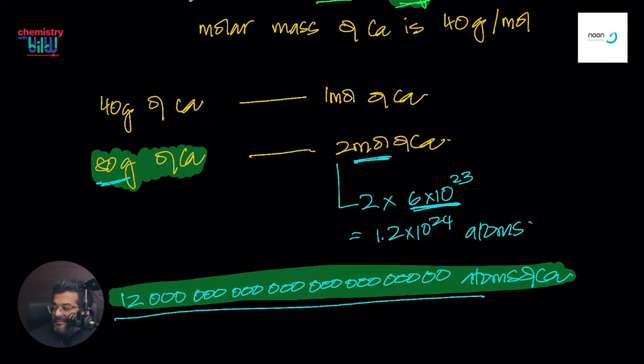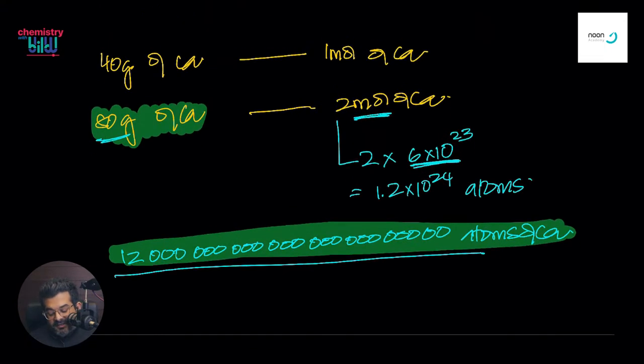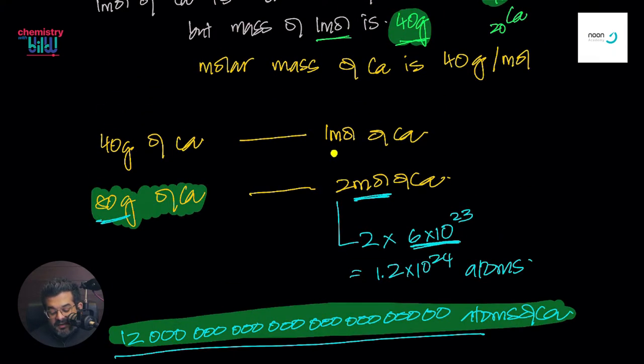Does it make sense? It is very, very interesting. This is because it's a man-made number. We wanted to find the number, for example, of atoms of calcium that give the same mass, because we knew calcium's AR was 40, atomic mass.